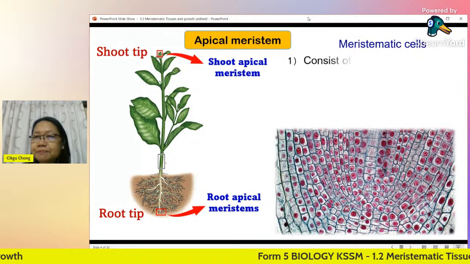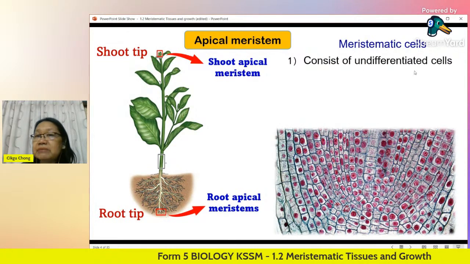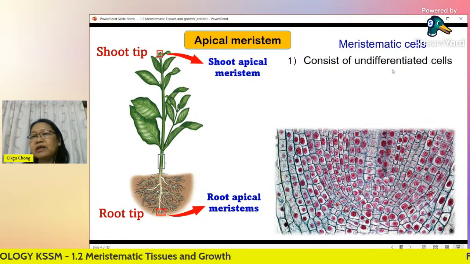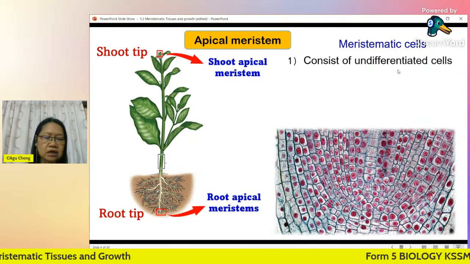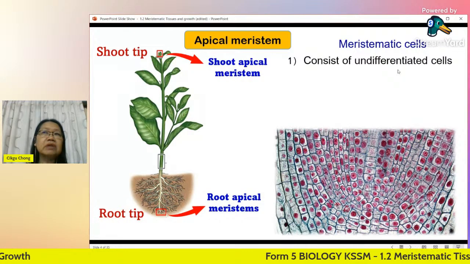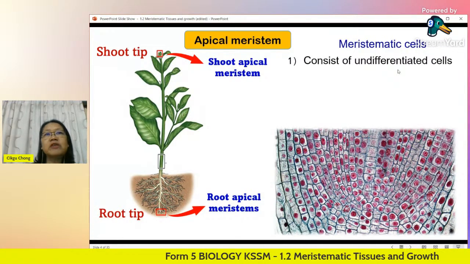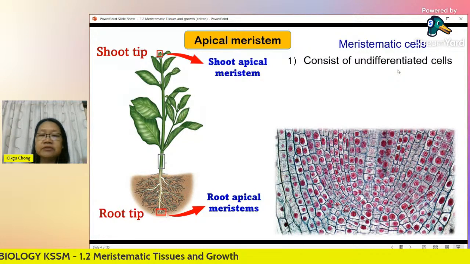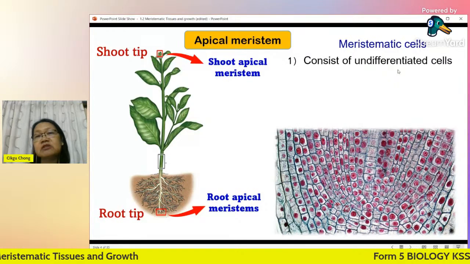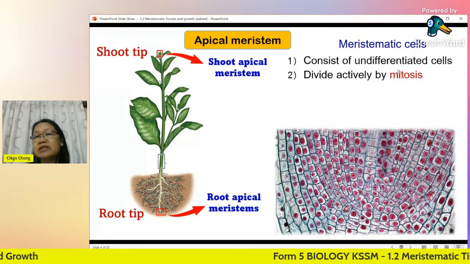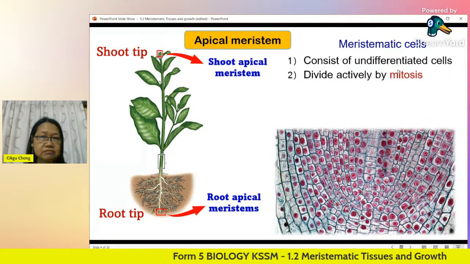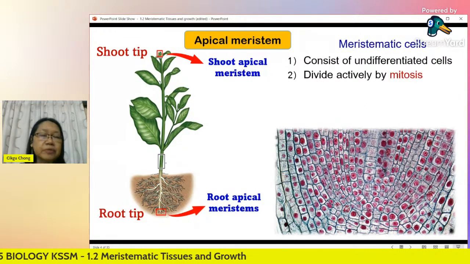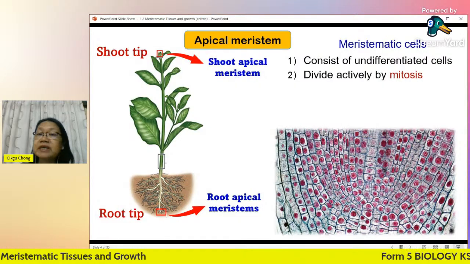Okay, what are the things we need to know about meristematic tissues? They consist of undifferentiated cells. That means the cells are not differentiated to become like xylem or phloem. They don't have any specific jobs to do, but what they actually do is just divide and increase the number of cells for the plant. And they divide actively by mitosis. Never meiosis, mitosis. Meiosis is only for sexual reproduction, which involves production of gametes.